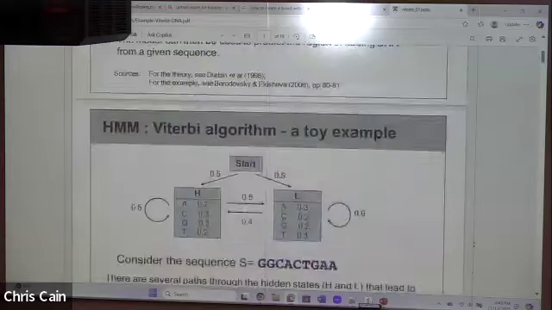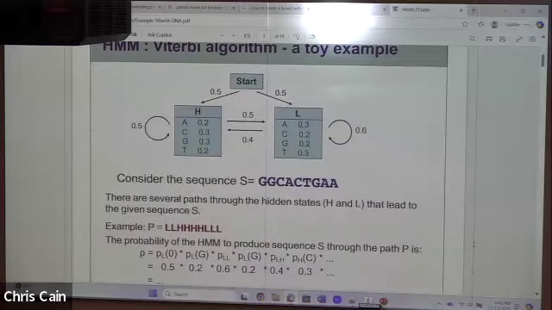But as we do this, what we see is a particular sequence of A's, C's, G's, and T's. So what we see is GGCACTGAA. And now the question is, what is the most likely path through this hidden Markov model based on the fact that this is what we saw? We saw this sequence. What transitions between high and low most likely generated this sequence?